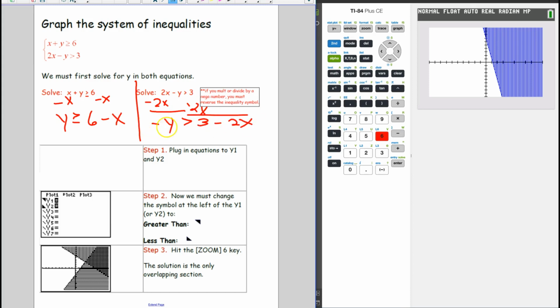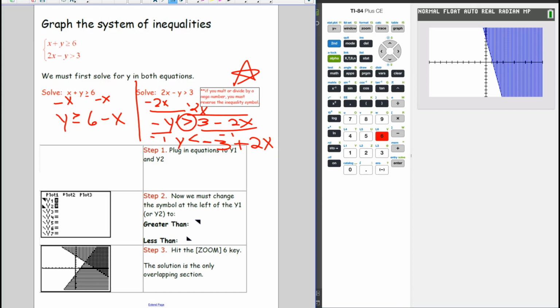We need to divide by this negative 1, and remember what I've got right here in the little box. If you multiply or divide by a negative number, you must reverse the inequality symbol. So it's no longer going to say greater. It's going to say y is less than. And all of these get divided by -1. So -3 plus 2x.